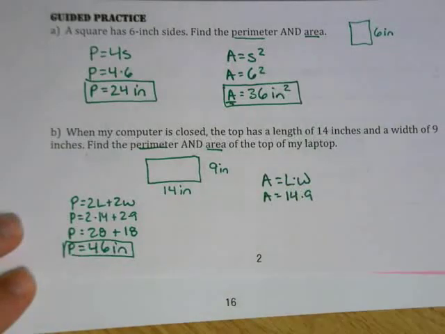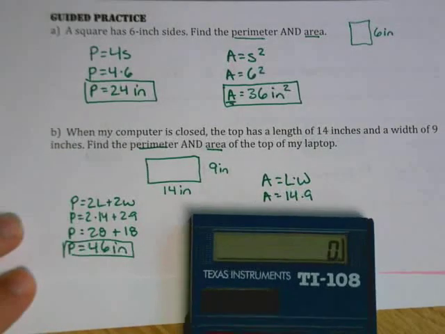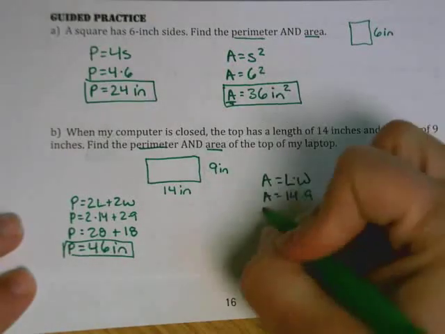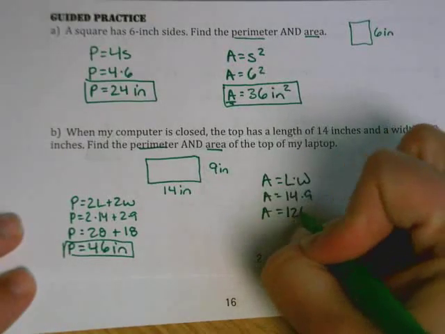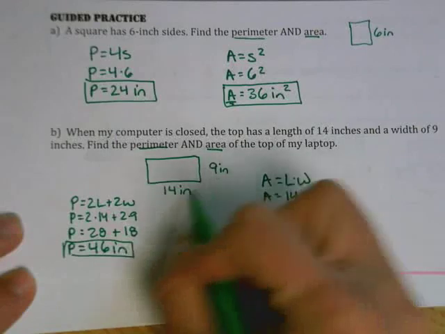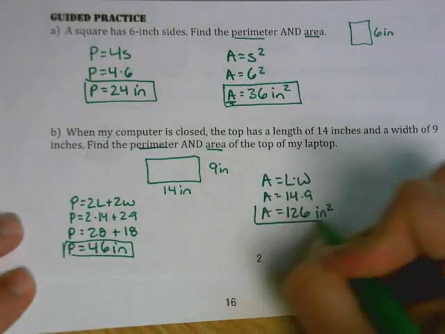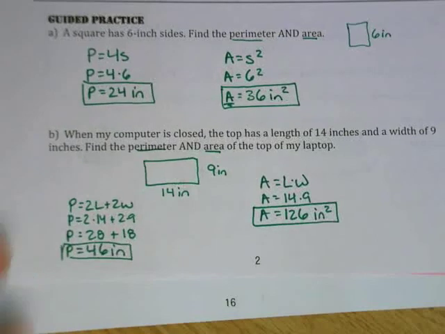14 times 9. I don't have 14 times 9 memorized. 14 times 9 is 126. 126 what? Inches, but since it's area, inches times inches are inches squared. All right, so there is the basics of how to use a formula. You're going to watch a couple more videos that look at how to use formulas for other shapes like trapezoids and triangles and parallelograms and use this exact same method.